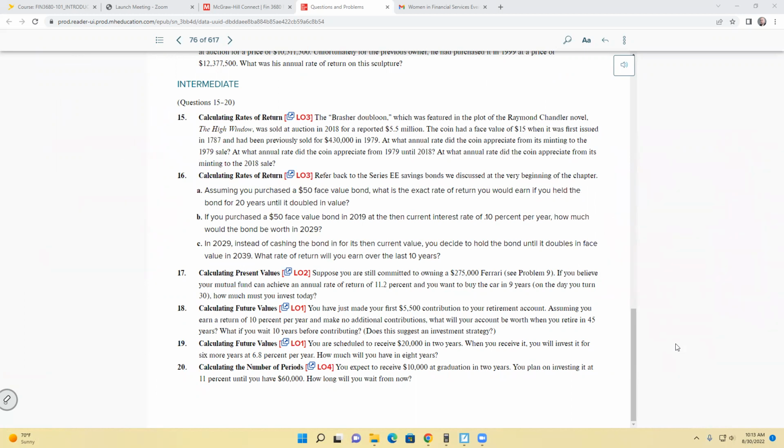All right, at 17, we're back to our Ferrari. I guess we can't give up on that sports car. So we got 275,000. We believe we can get 11.2%, but now we want to buy it in 9 years when we can actually pop the clutch and have fun with it. So how much do we have to invest to have the car in 9 years? $105,776.60. Yep, there you go.